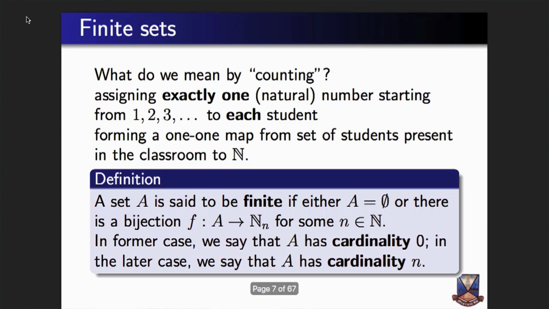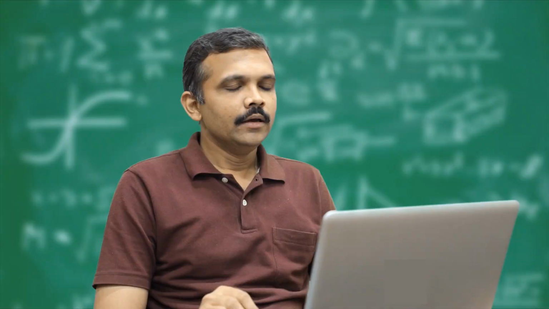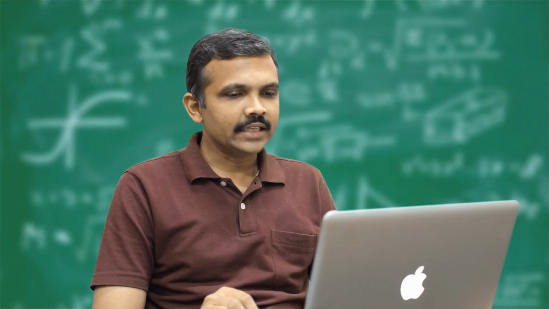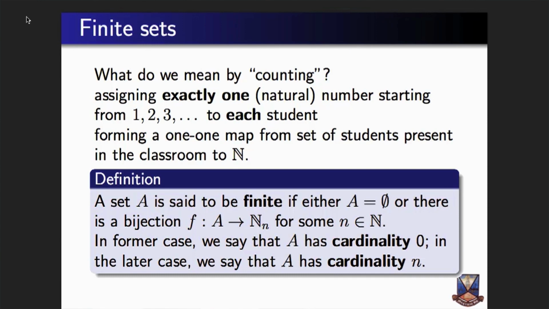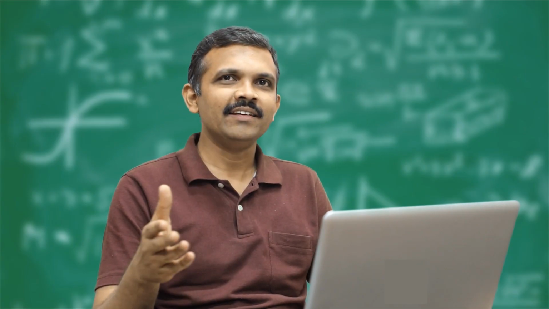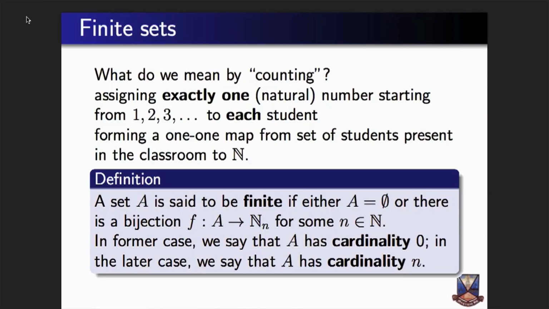Now, what is this N_n, by the way? It is nothing but the set of the first n natural numbers, that is 1, 2, 3, and so on up to n. In the former case, that is when A is empty, it is declared that A has cardinality 0, and in the latter case, we say that A has cardinality n. That is, when you have a function which is a bijection from A to N_n, we say that the set has cardinality n. Let us work out some examples.